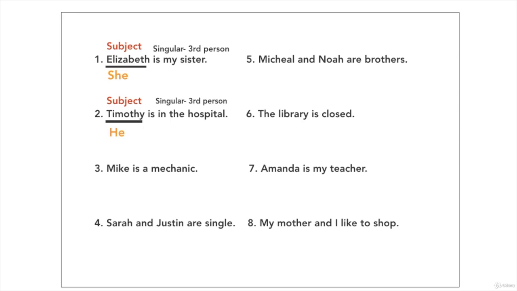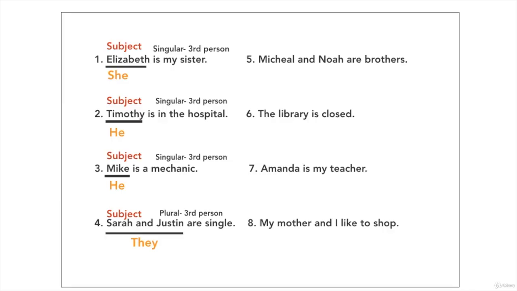Number 3. Mike is a mechanic. Mike is the subject. It is singular, a man, third person, he. Number 4. Sarah and Justin are single. Sarah and Justin are the subjects. They are plural. There are two people. It is third person, they.